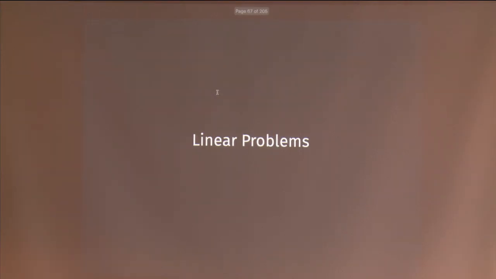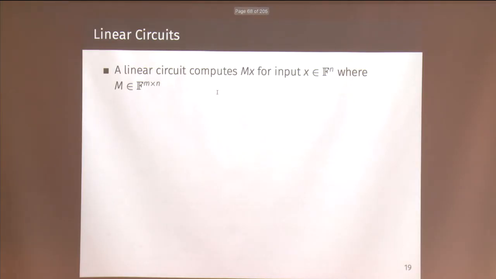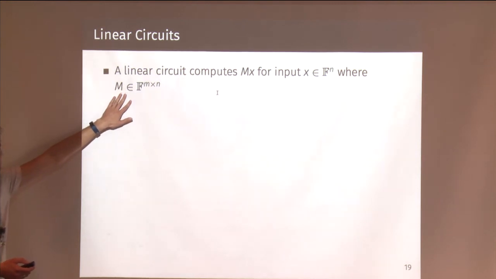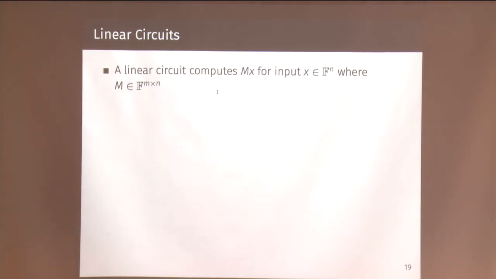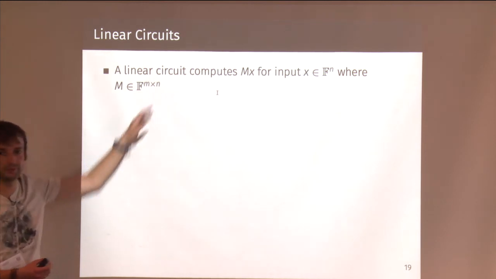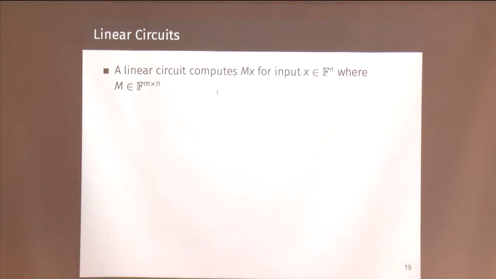So we'll work with linear problems. What does it mean? A problem is just given by a matrix. Then for every input vector x, you need to output M times x. This is a rectangular matrix, which is tall. It has many outputs and fewer inputs. For every vector x, you want to just output M times x.